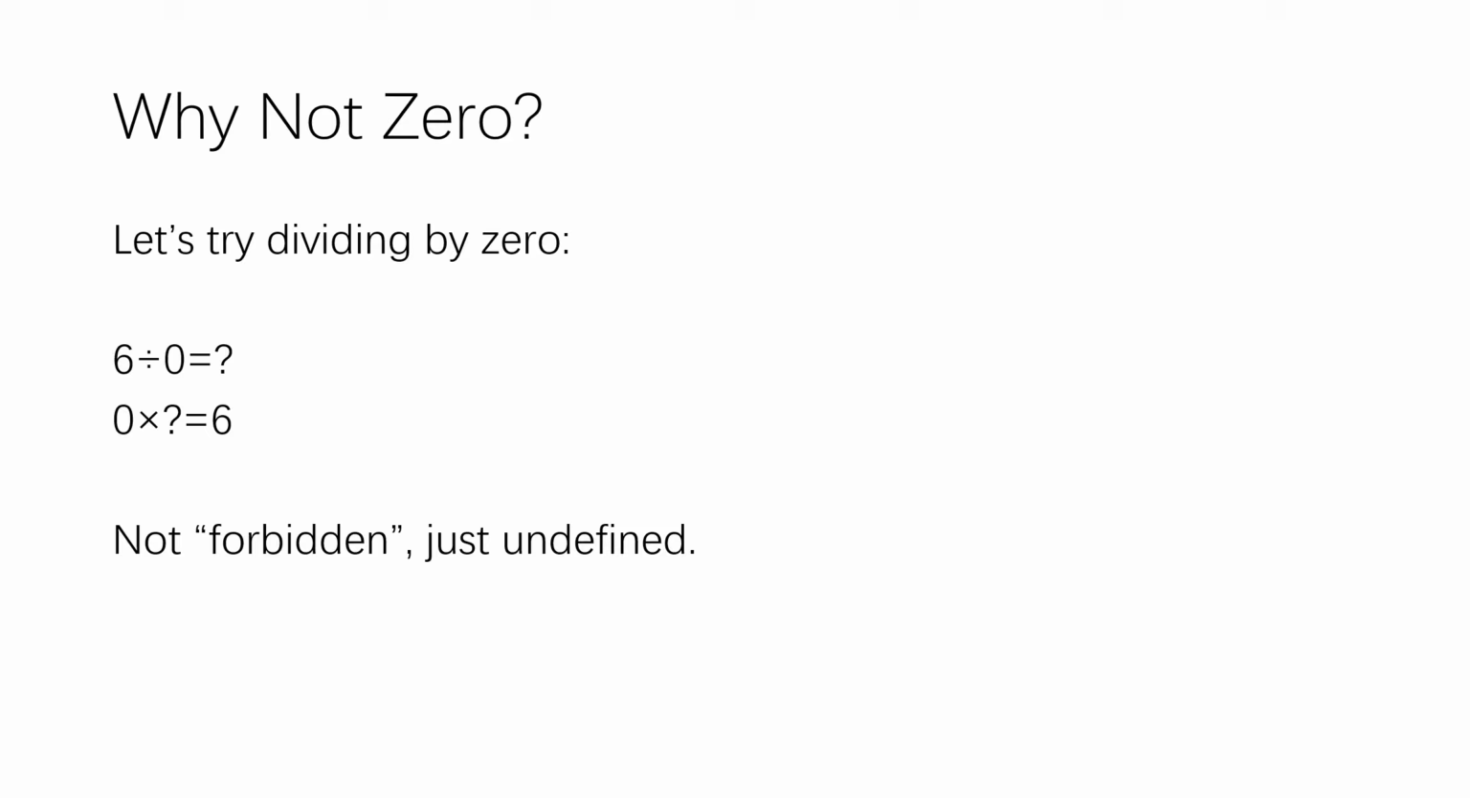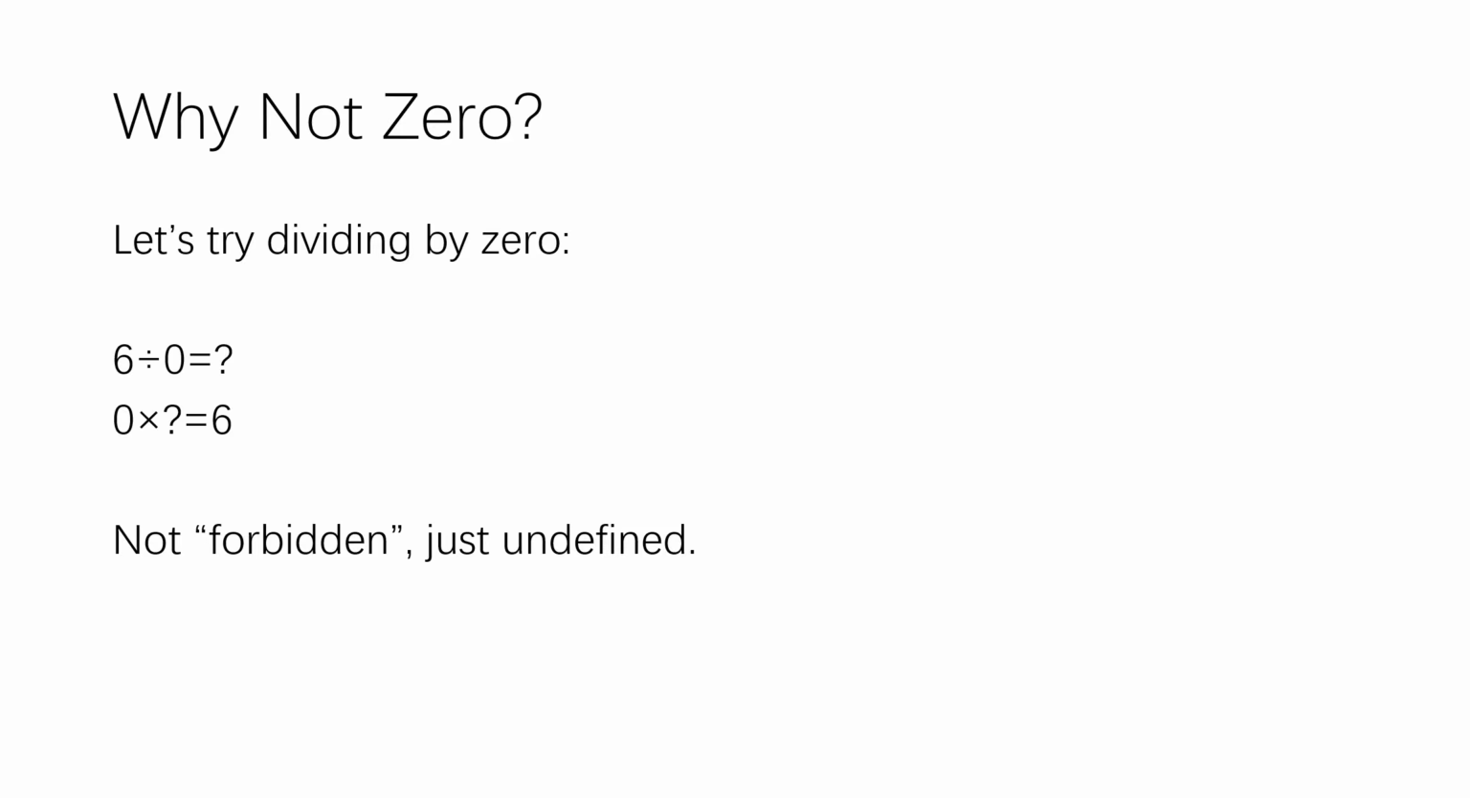Now let's talk about why it cannot be 0. Let's just try dividing by 0 just once. What is 6 divided by 0? Well, using the definition of division, we are basically asking: 0 times what number is equal to 6? Is there any number that you can multiply by 0 to get 6? No. 0 times anything is always 0. So the question itself has no answer. That's why division by zero is not forbidden, it's just undefined.